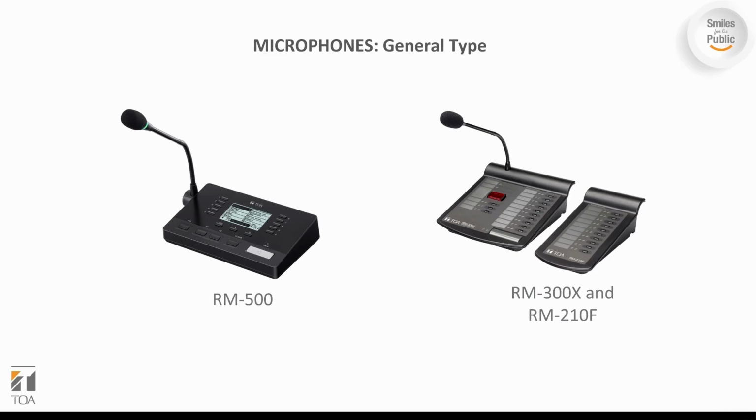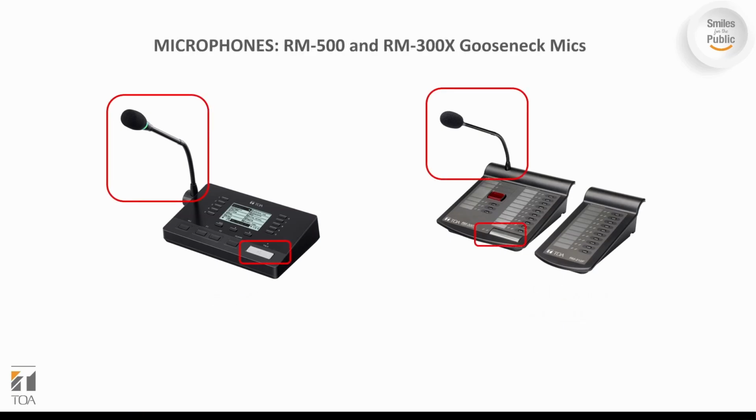There are two general type microphones for the VX3000. These are the RM300X and the RM500. Let's go over the two of them. The RM300X and the RM500 both have gooseneck microphones with a talk button. These buttons can be programmed to be push to talk or the locking type.